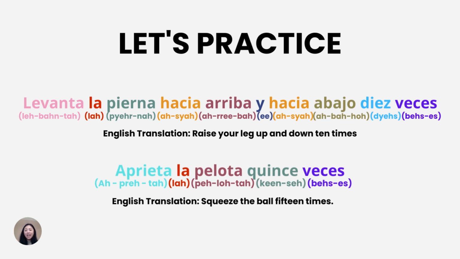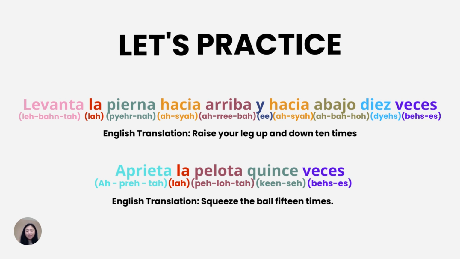And now we're going to add asking the patient to perform exercises in Spanish. So we're going to say, levanta la pierna hacia arriba y hacia abajo 10 veces, which means raise your leg up and down 10 times. And this is where you can add which leg you are referring to, and you can also adjust the number of reps that you would like your patient to do. And we are also going to add apretar la pelota 15 veces, and that is squeeze the ball 15 times.